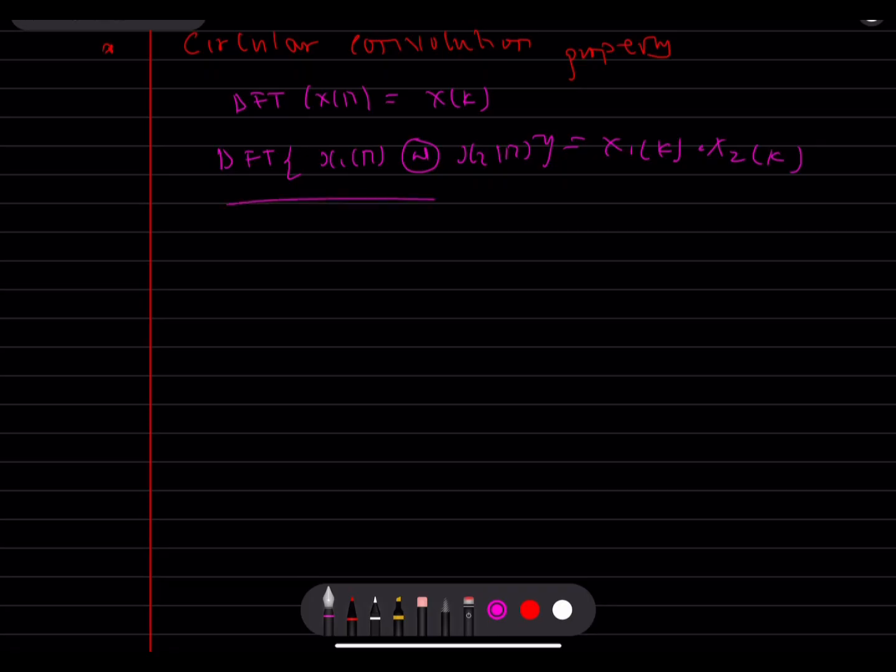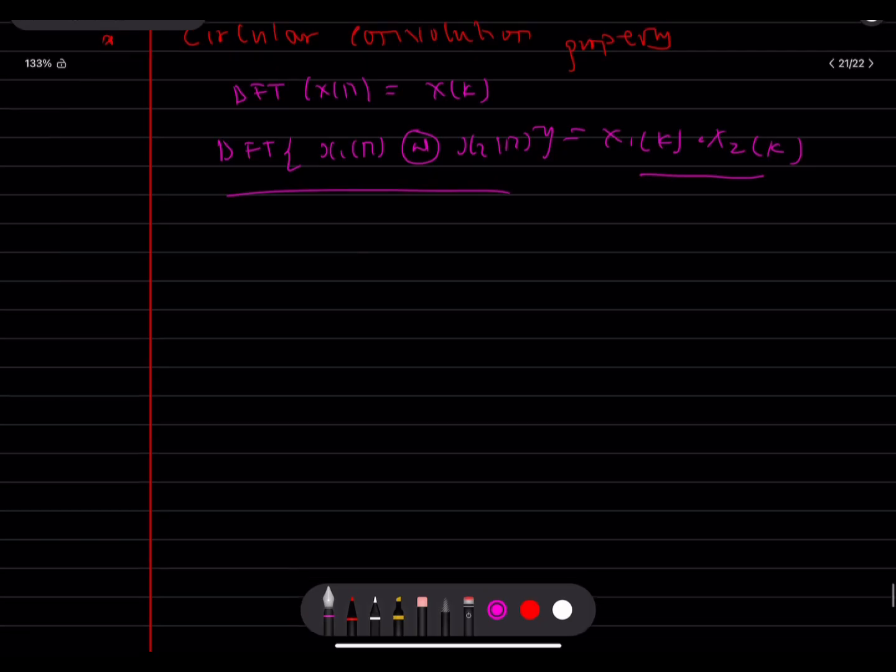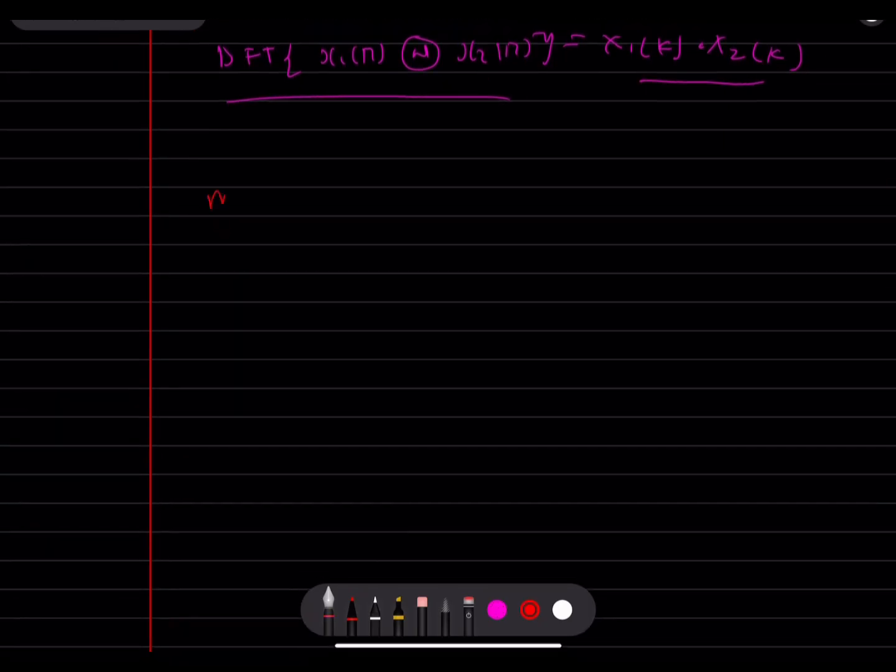There's a popular statement for this: convolution in time domain is equal to multiplication in frequency domain, and this is what it means. So when you get two sequences which are being convolved in time domain, in frequency domain we multiply them. That's one thing that we need to take note of. Let's look at the multiplication property.